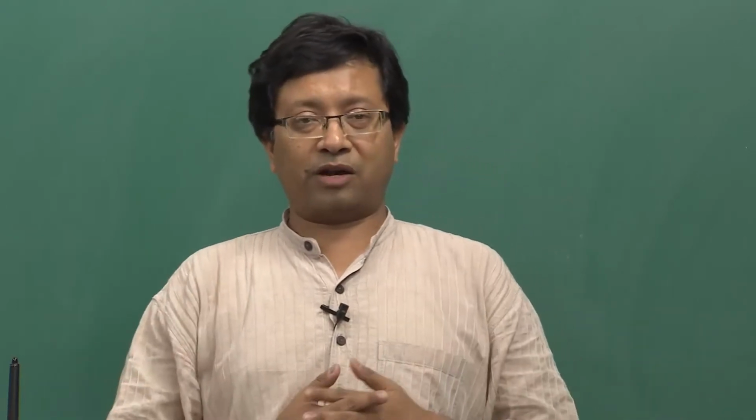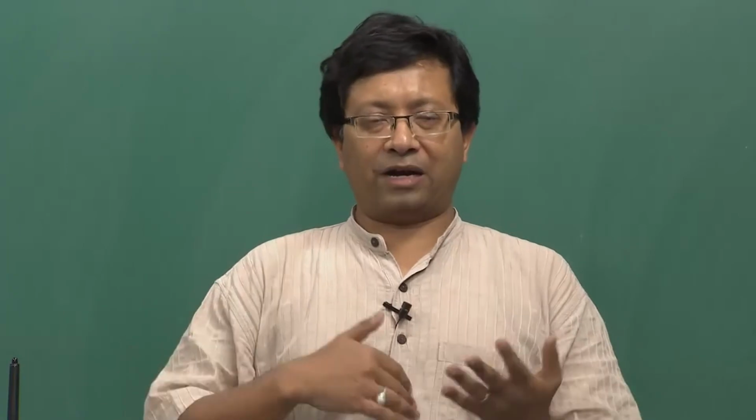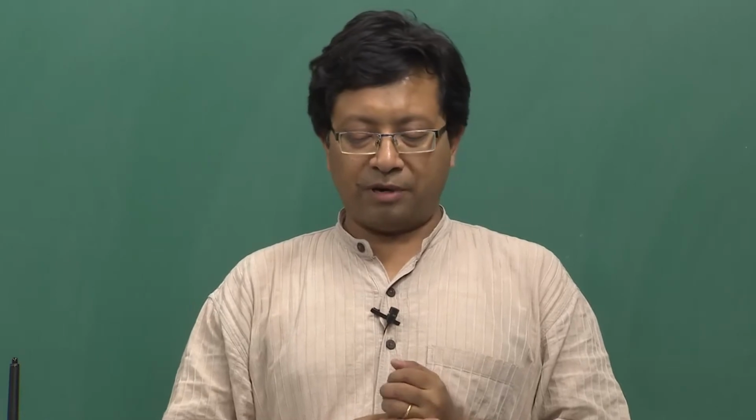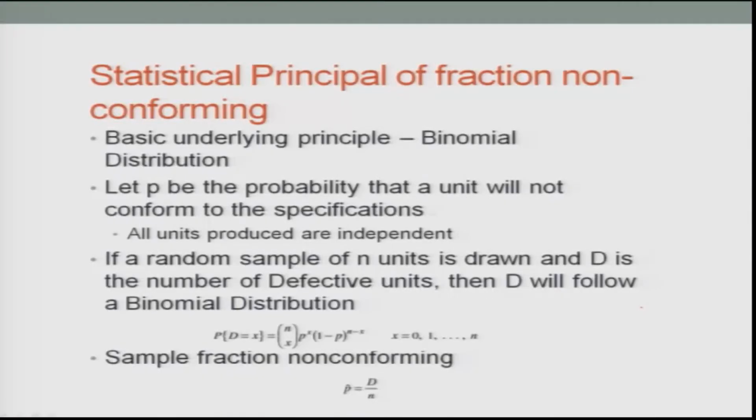So, the statistical principle for fraction non-conforming is that the basic underlying distribution would be binomial. Why binomial? That would be either yes, no, good, bad. So, basically we are passing judgments based on the outcome. Let P be the probability that a unit will conform to the characteristics, and 1 minus P would be the probability that the unit does not meet the characteristics. It can be extended to the multivariate case also, with probabilities P1, P2, and a third one which would be 1 minus P1 plus P2. So, obviously it would be a multinomial distribution accordingly.